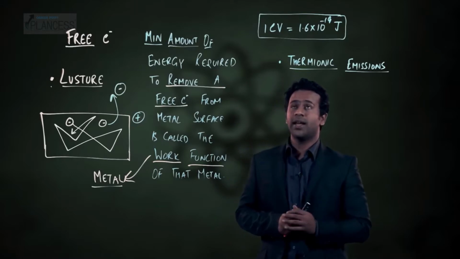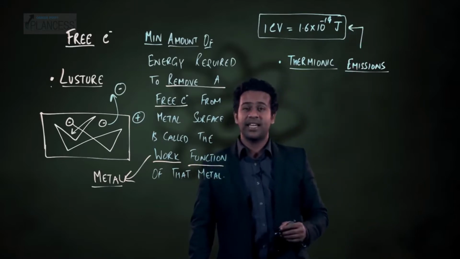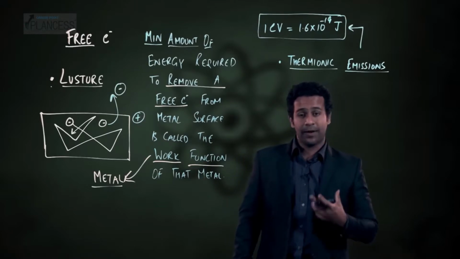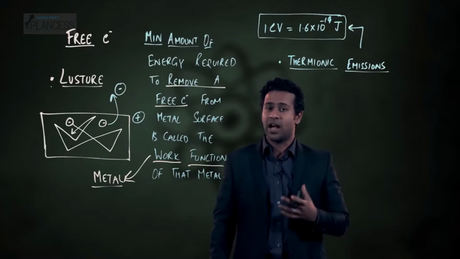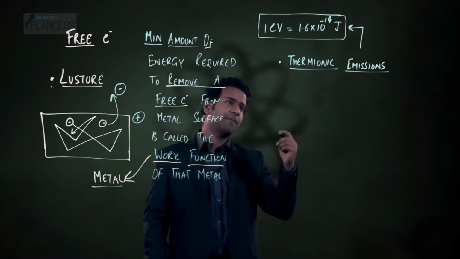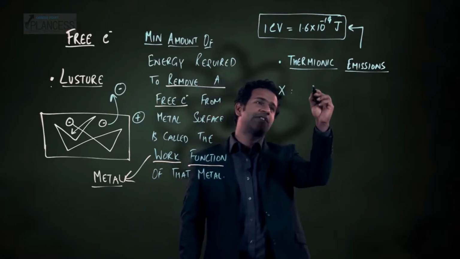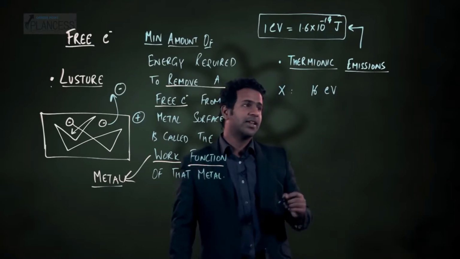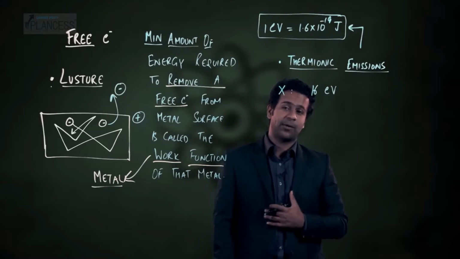If you think about it, the requirement to eject the electron is basically energy. So if you give it additional energy, it might have enough energy to eject itself out of the surface. For example, say that a metal X has a work function of 16 electron volts, which basically means that you have to supply 16 electron volts to eject an electron.